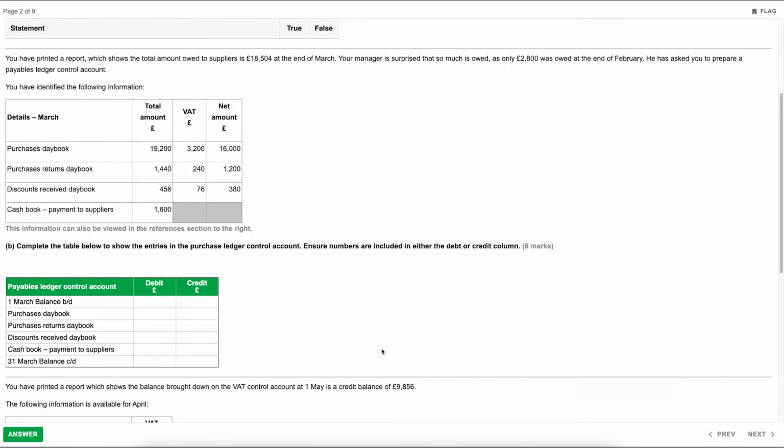Okay then, so let's just first think about what the payables ledger control account is. It's a liability account. It shows how much the business owes on credit to its suppliers.